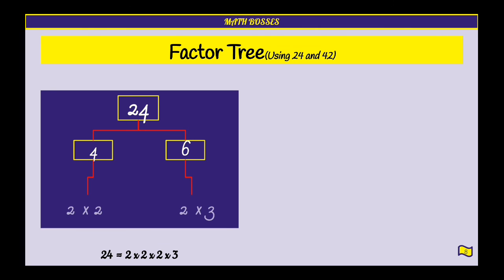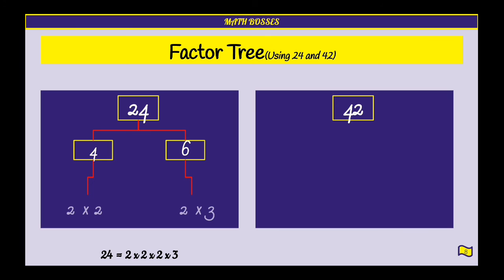Let's also look at 42. 42 can also be written as a product of 6 and 7. 6 can further be written as a product of 2 and 3 since it is not a prime number. However, 7 is a prime number, so we cannot write it as a product of any other factor except itself and 1. This means that we can express 42 now as a product of 2, 3, and 7. Hence, the prime factors of 42 are 2, 3, and 7.